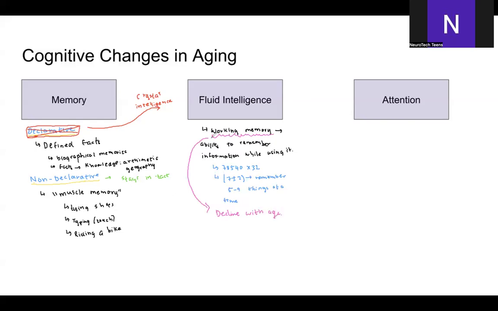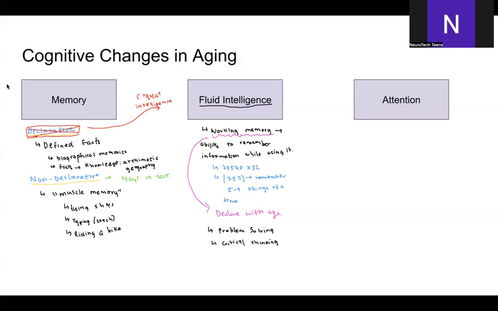Okay. So, other aspects of your fluid intelligence, such as critical thinking and your ability of problem solving, also tend to decline with age. So, working memory, problem solving, and basically a lot of aspects of your quote unquote fluid intelligence will decrease with age. The final thing we're going to talk about today is known as attention.